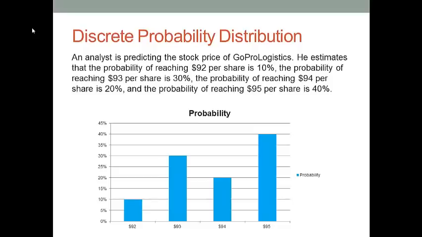Let's see another example. An analyst is predicting the opening price of a stock tomorrow. Currently, he estimates that there will be 4 possibilities: $92 per share, $93, $94, or $95. For each event, he also estimates the probability. For instance, he predicted that the probability of reaching $92 per share is 10%. The probability of reaching $93 per share is 30%. The probability of reaching $94 per share is 20%. And the probability of the last event, reaching $95 per share, is 40%.